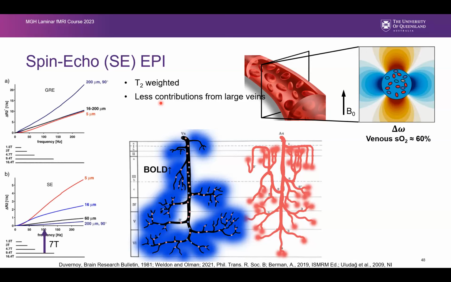This has also been confirmed by simulation by Camille. So you can see that at 7T, which sits approximately here, your strongest signal change actually comes from capillaries, which are about 5 micrometers thick. Whereas in a gradient echo, so in classical EPI, the strongest signal change comes from vessels that are 200 micrometers thick. So these are kind of the draining vessels. That's why it's quite an appealing contrast.